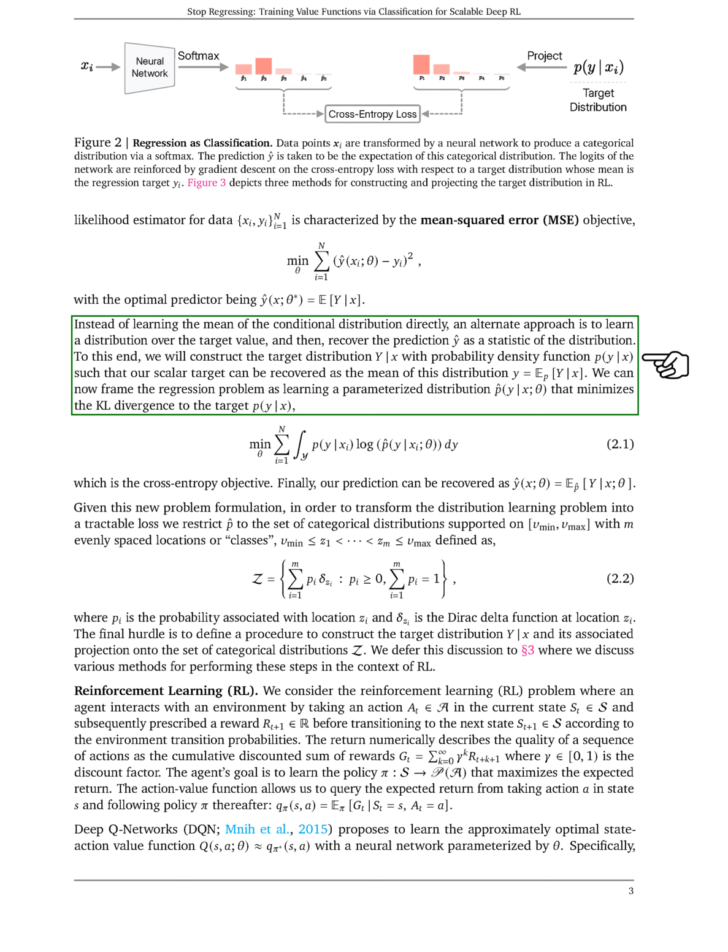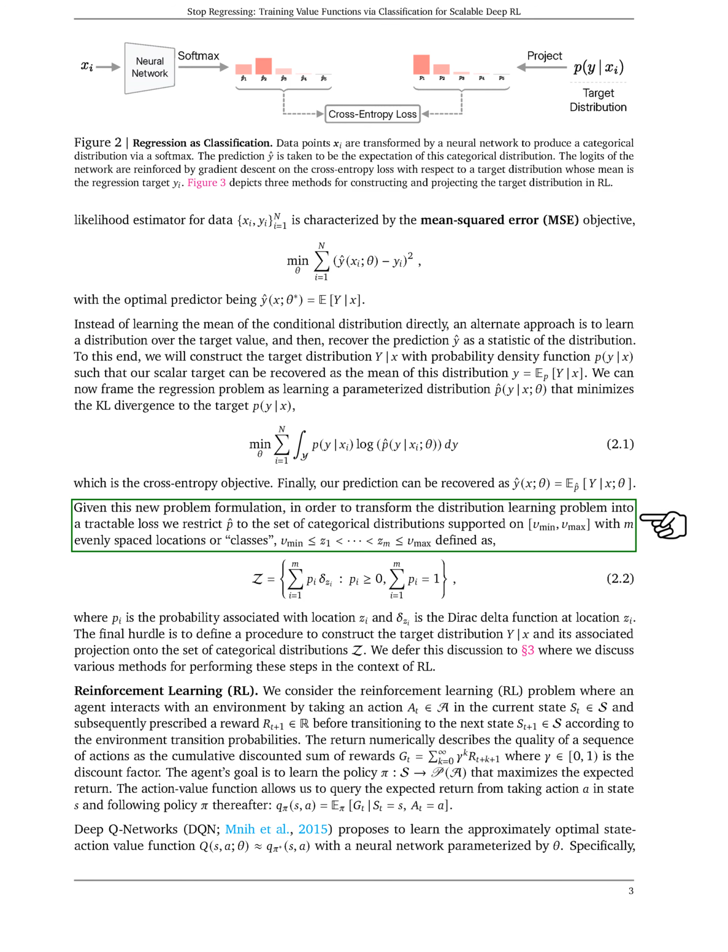However, an alternative approach involves learning a distribution over the target value and then recovering the prediction as a statistic of this distribution. To achieve this, we frame the regression problem as learning a parameterized distribution that minimizes the KL divergence to the target distribution, which is essentially the cross-entropy objective. Our prediction is then recovered from this learned distribution.